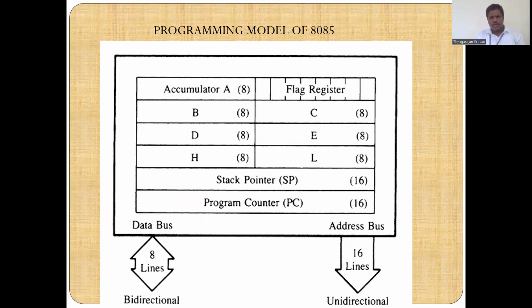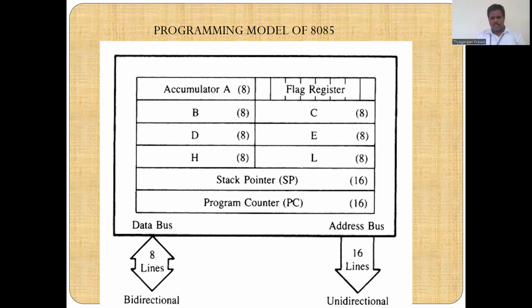The accumulator and flag, B register, C register, D register, E register, H register, L register. B register means base register, C register means port register, D register means data register, E register means extra segment register, H register means high order register, L register means low order register. The stack pointer is a 16-bit register. The program counter counts the instructions while the program is executing.